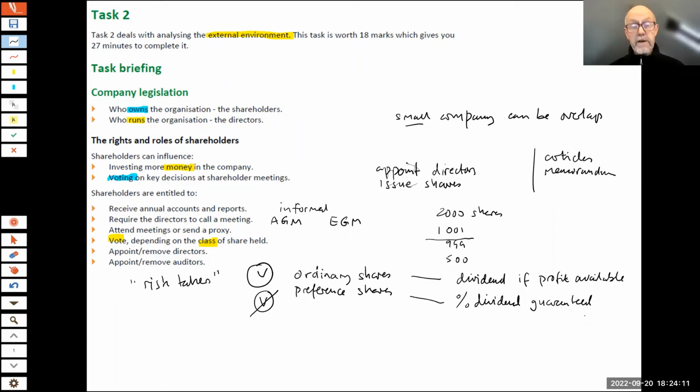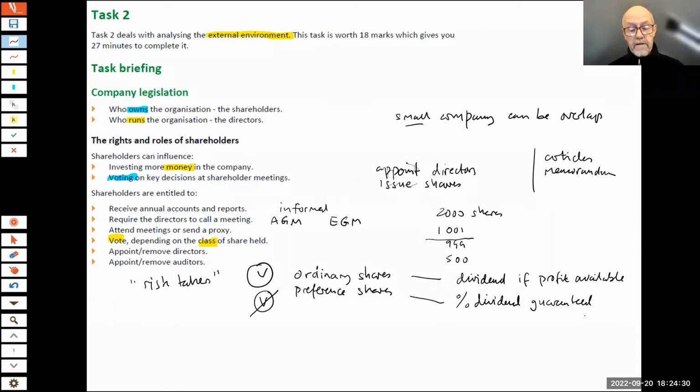Appoint and remove directors, we've said that is how you control the business. If you've got the majority shareholding, you can put people in charge who will do your bidding, and you can get rid of them if they don't.